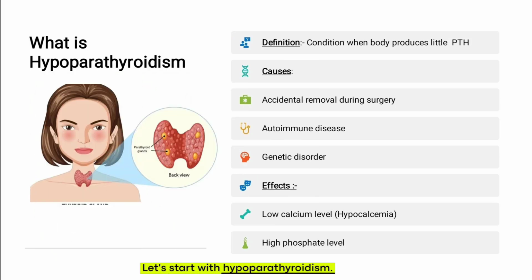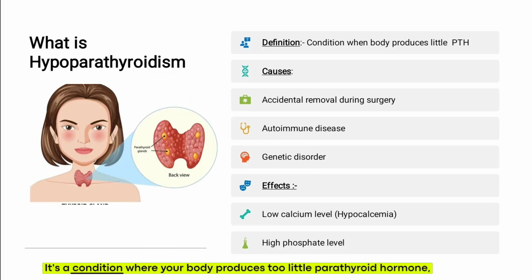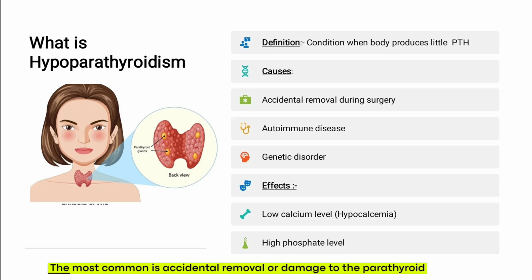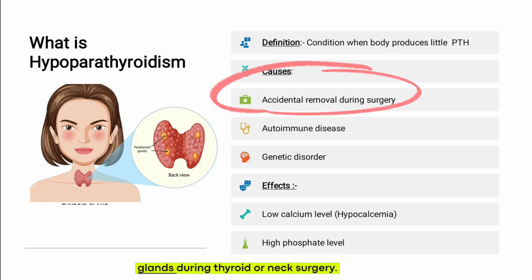Let's start with hypoparathyroidism. It's a condition where your body produces too little parathyroid hormone, also called PTH. This can happen for a few reasons. The most common is accidental removal or damage to the parathyroid glands during thyroid or neck surgery.